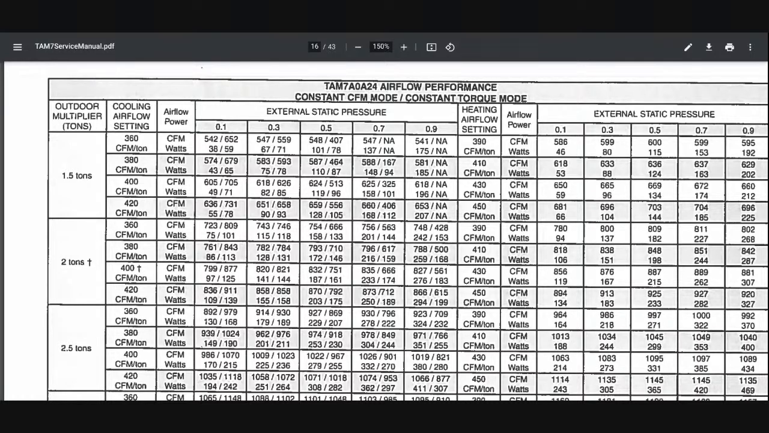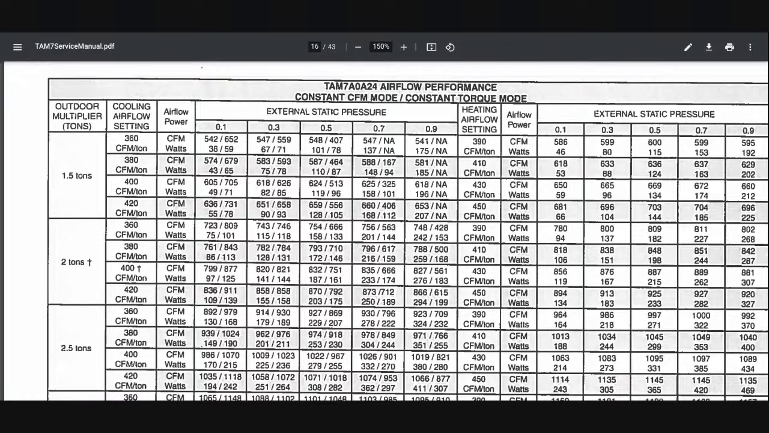So we were at 0.4, right? If we're looking at our external static pressure on the very top column, below that you've got 5 different reading options: 0.1, 0.3, 0.5, 0.7, or 0.9. To the far right is a whole other section of the chart, so we're only going to focus on the left side here. We have a 2-ton system, and ours is 0.4. Well, that puts us between the 0.3 and 0.5.